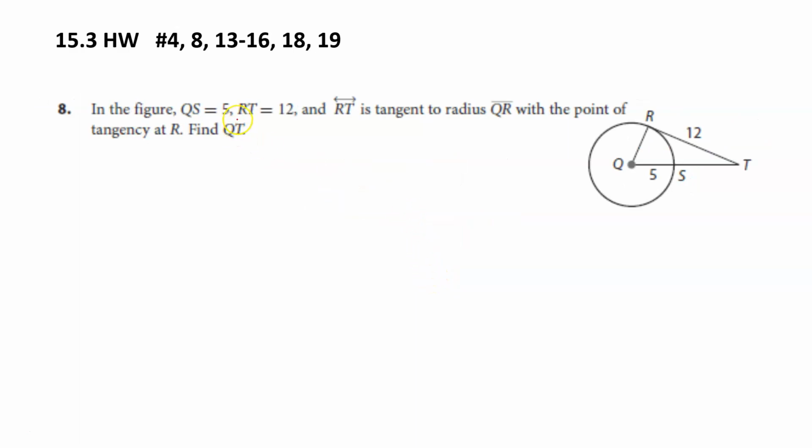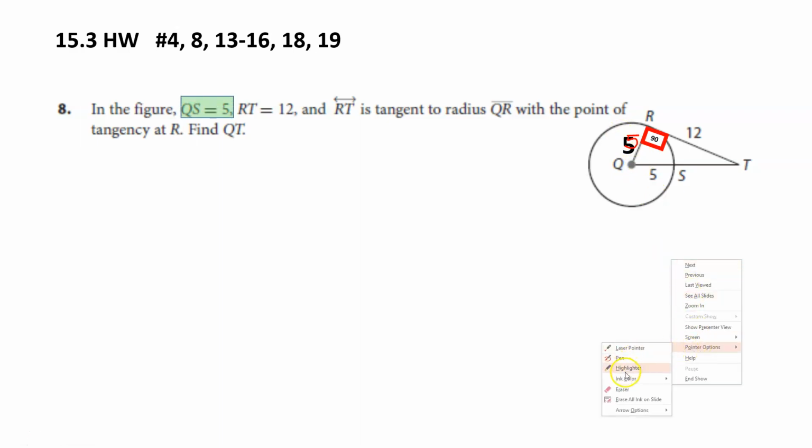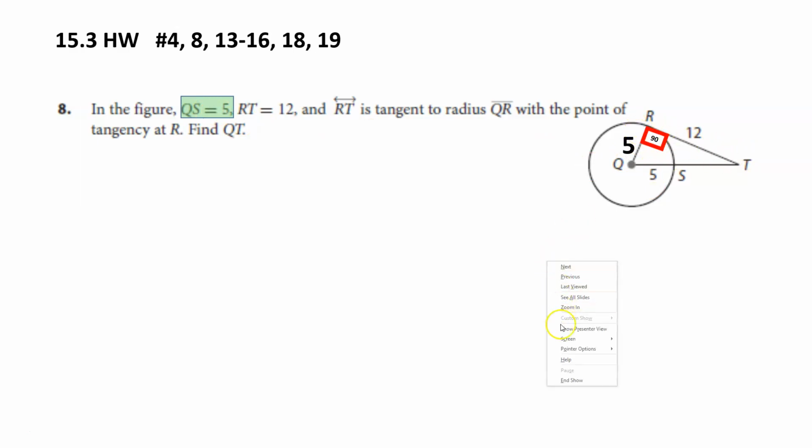For number 8, they tell me that QS is 5, which is our radius. That means that this must also be 5, by the way. Oh, thank you, computer, for highlighting that out. We also know that from the information they gave us, that because this radius and this tangent touch, it crosses at a 90-degree angle. So that's kind of nice to know. They tell us that RT is 12, which is already labeled for us, which is nice. And we're trying to figure out what this would be, right? Which we don't know. Because I don't know what QT is.